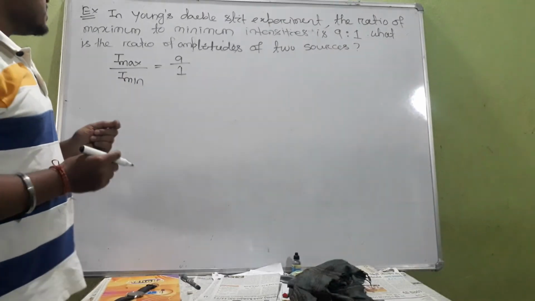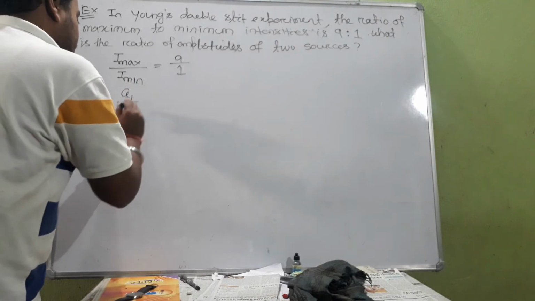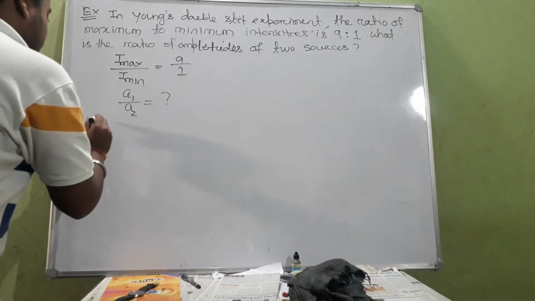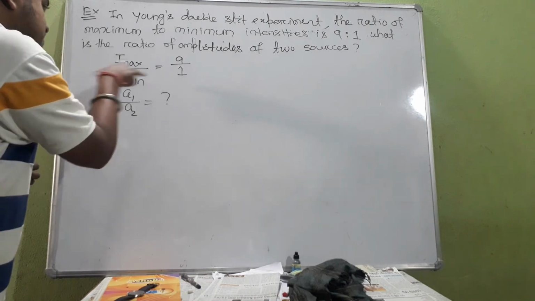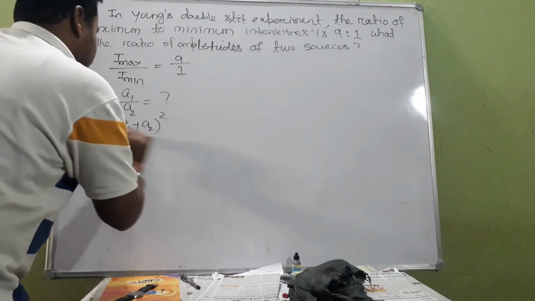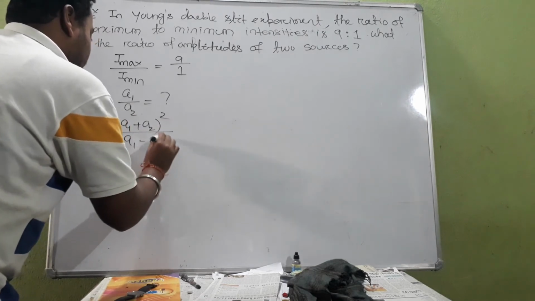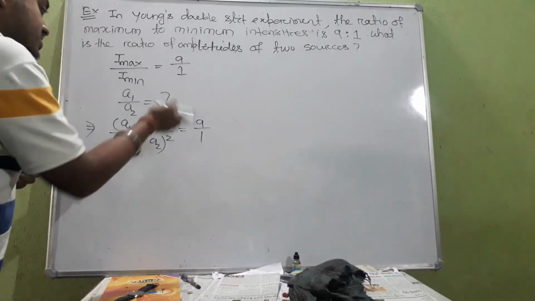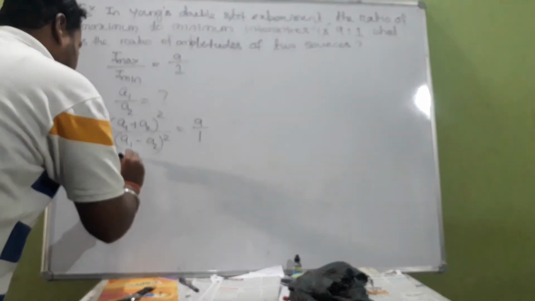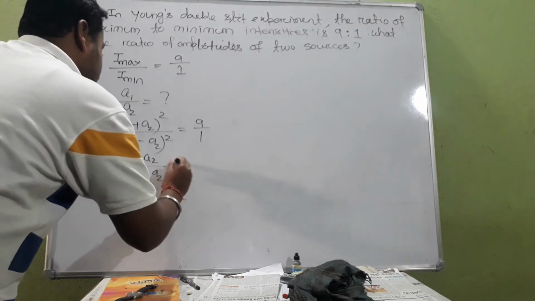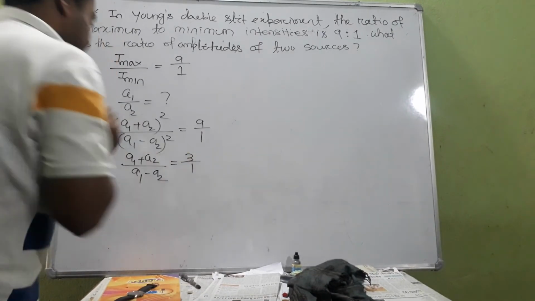Then the question is, what is the ratio of amplitudes of two sources? So we have to find out A1 by A2, its ratio. Okay. So the solution becomes I max by I min, we would write it (A1 plus A2) square by (A1 minus A2) square. This is equal to 9 by 1. So taking square root, (A1 plus A2) by (A1 minus A2) will be equal to 3 by 1.